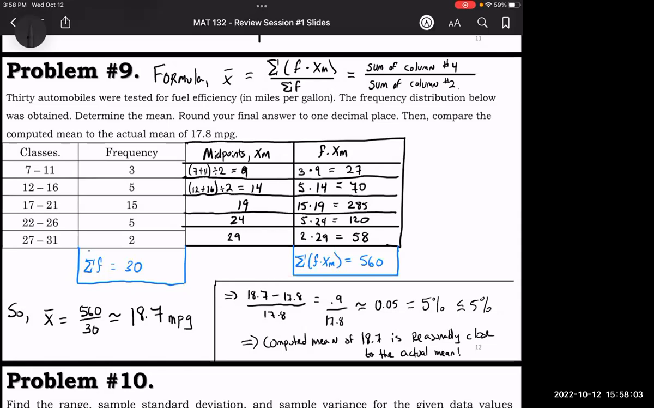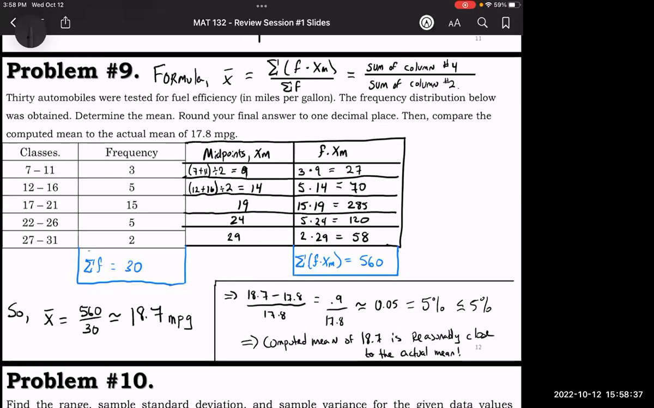Questions to problem 9? Yeah, Edwin? It was given in the problem, actual mean of 17.8. That's right. Question there? What numbers from what formula? Oh, in the little box? How did I get these numbers? Tell me the midpoints. The midpoints, I use the formula.